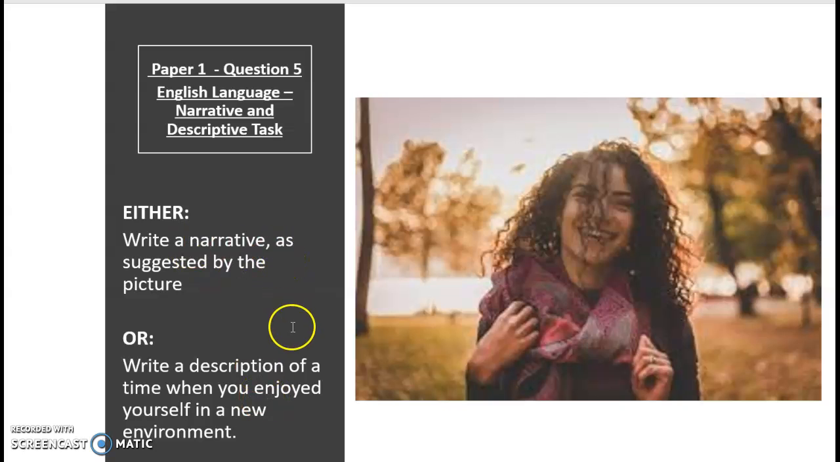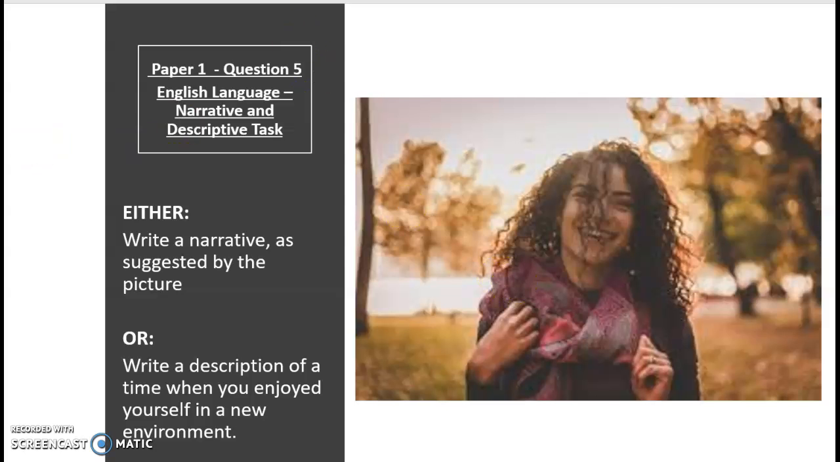Now, immediately with these two tasks, I'm drawn towards the picture because it's more general than the descriptive task. I don't always prefer the picture. Sometimes I prefer this second task, this written task. But on this occasion, I think the generalness of the picture, the fact that we've got a nice open backdrop, a nice countryside setting, an image of a young woman, makes it a far more open task.